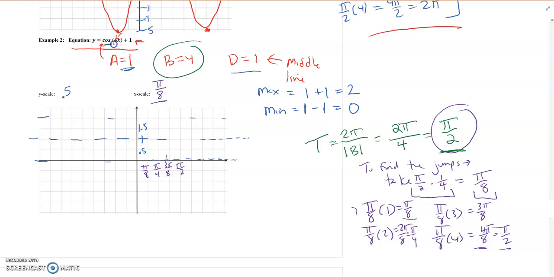It's a cosine graph, so a cosine graph starts at the maximum. So remember, here's our maximum line, and then it goes to the middle, and then it goes down to the minimum, and then back to the middle, and then back to the maximum. That represents one full period of cosine, and here's your second full period of cosine. You should get in the habit of trying to do 2 full periods every single time.